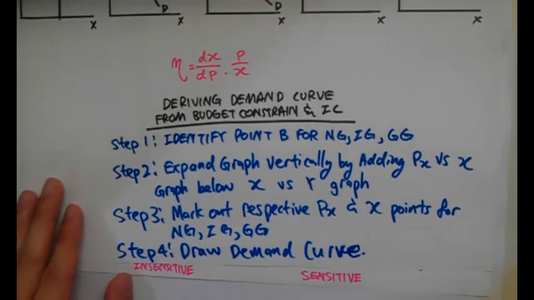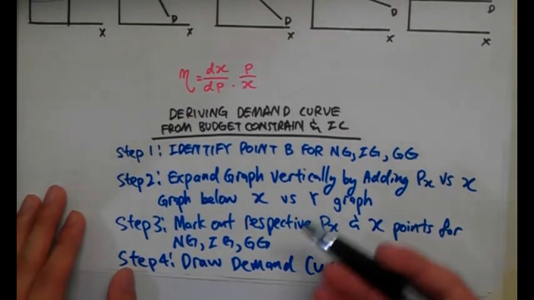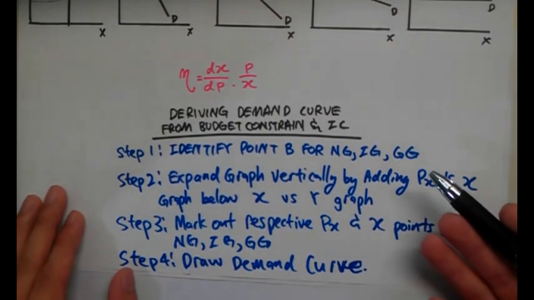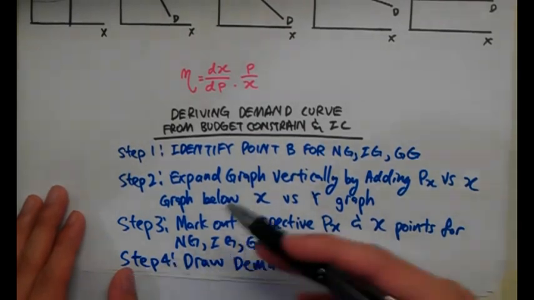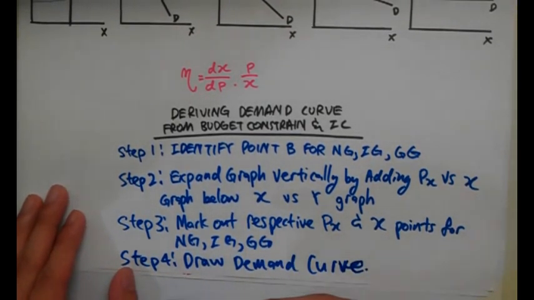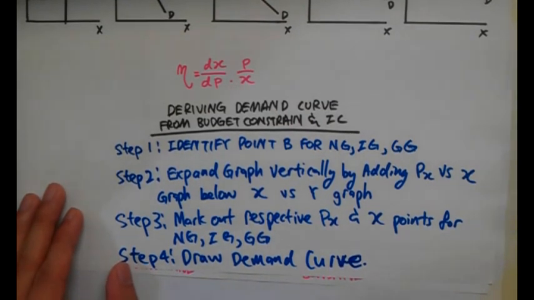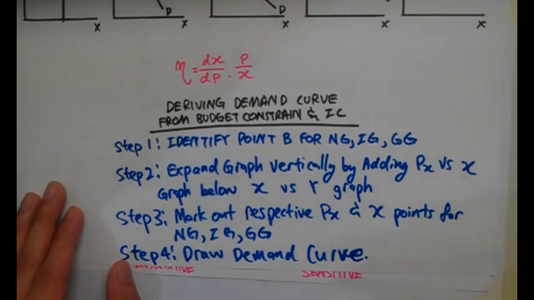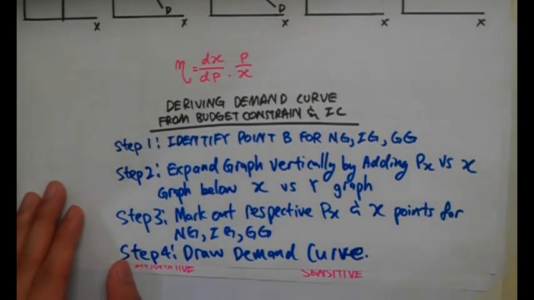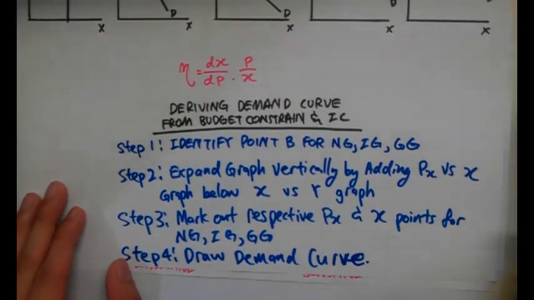Step 1. You will identify point B for normal good, inferior good, and Giffen good. This is what we have learned in the previous videos. Step 2. We will expand the graph vertically by adding a price of X versus quantity of X graph below the X versus Y graph. Step 3. We will mark out the respective price of X and quantity of X points for normal good, inferior good, and Giffen good. And lastly, we will draw the demand curve.